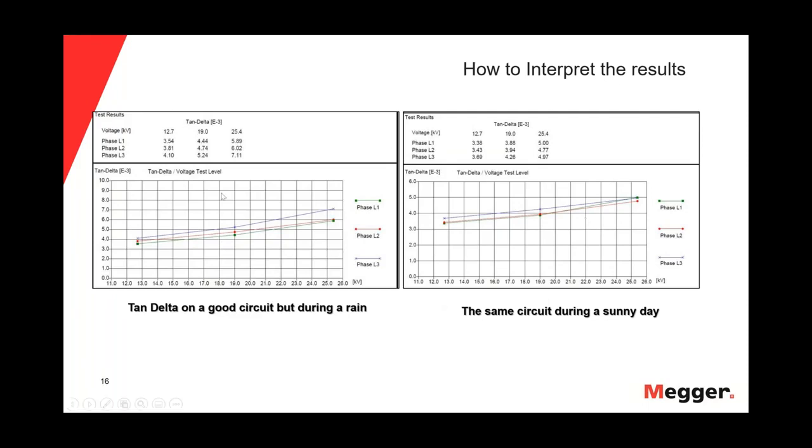This is the same cable, one in the rain and one on a sunny day. The voltage in kV is 12.7 here, 19 here, 25.4 here. Phase one, phase two, phase three. This is your tan delta value at each step. Here you see 589, 602, 711, represented by this blue phase in L3. Then you see the same exact cable on the sunny day, same voltage range, 12.7, 19, 25.4. Phase one: 338, 388, 500 as compared to 589 in the rain. Phase two: 343, 394, 477 as opposed to 602 in the rain. And phase three: 369, 426, 497 as compared to 711 in the rain. So tan delta is a measure of temperature and humidity. It's also a factor in this.